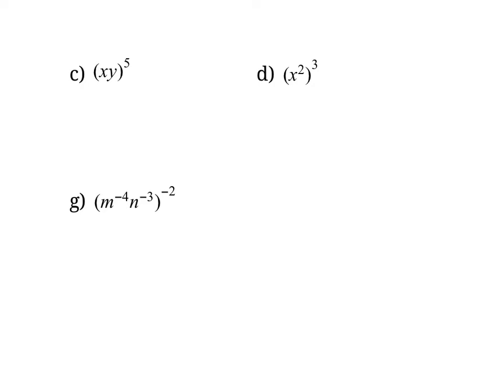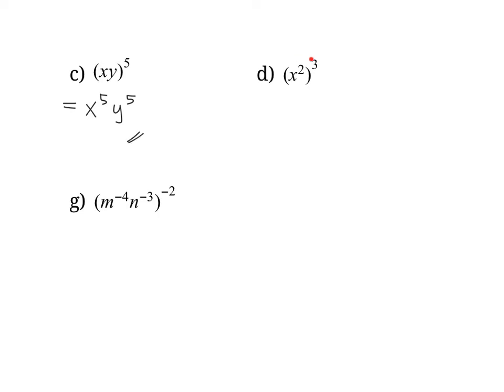In C, we have two terms being multiplied and all raised to the same exponent. So if you look at the power of a product rule, we know that this is just going to be x multiplied by itself 5 times and y multiplied by itself 5 times. So we're done here.